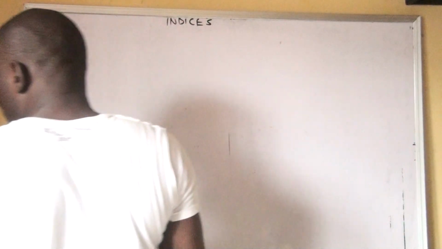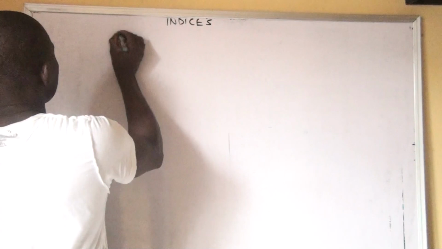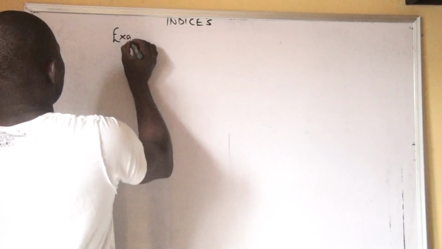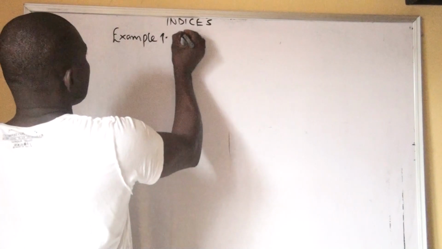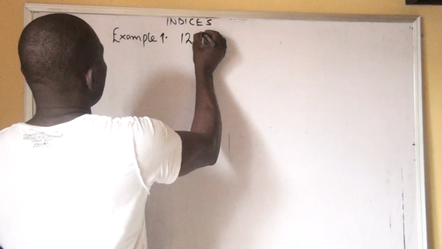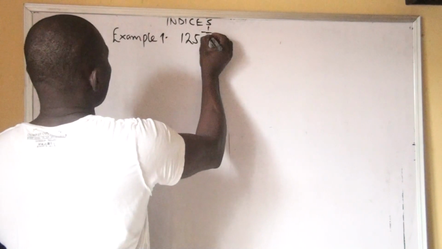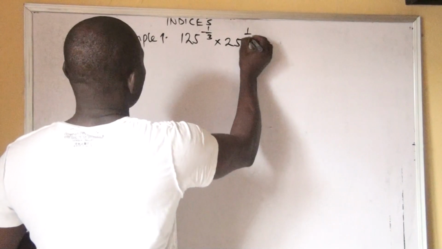Now our first example here, let's look at this. Example 1 says simplify 125 raised to power minus 1 over 3 times 25 raised to power half.